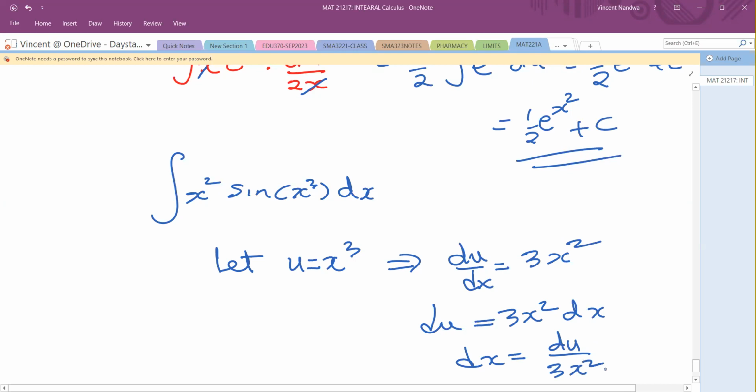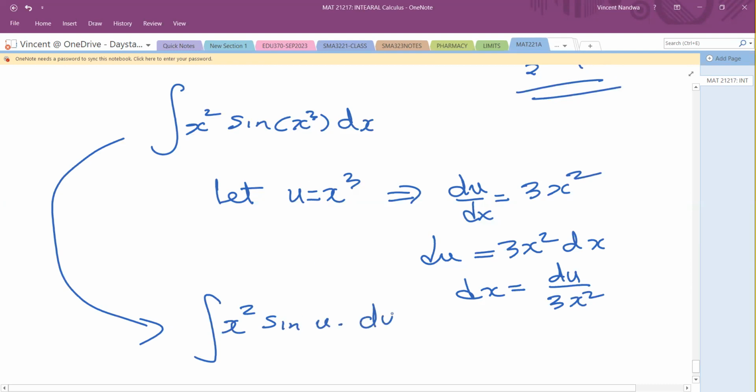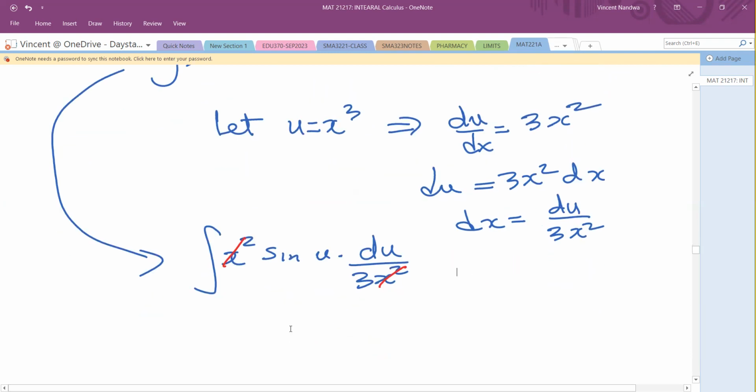And then now you change everything, or you replace everything in the original integral. So we have x squared. We have fixed this to be u. Where there's the x, we put the du over 3x squared. Okay. So at that point, you say sine u, and x squared and x squared cancel out.